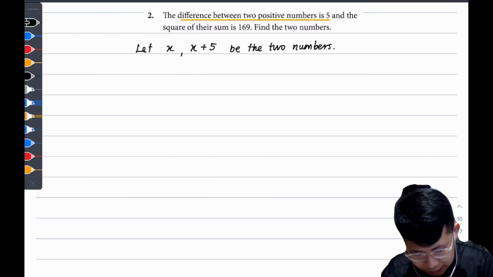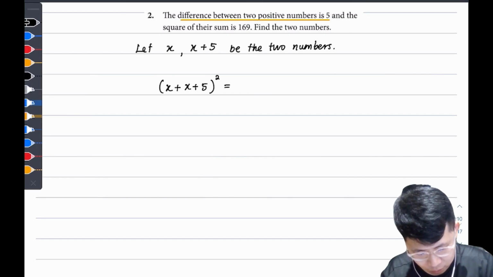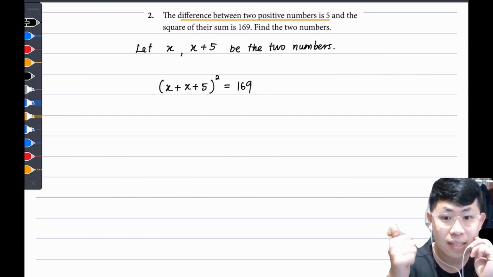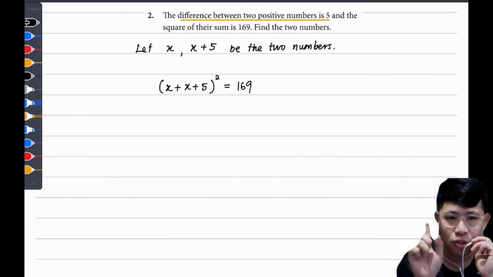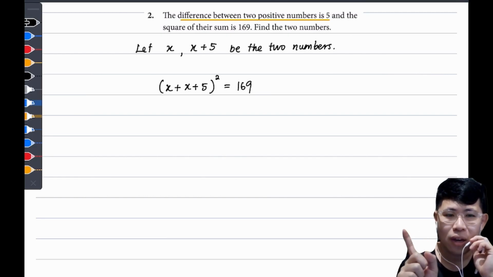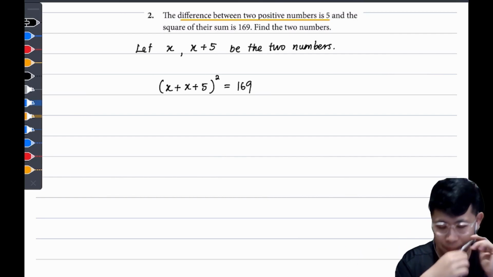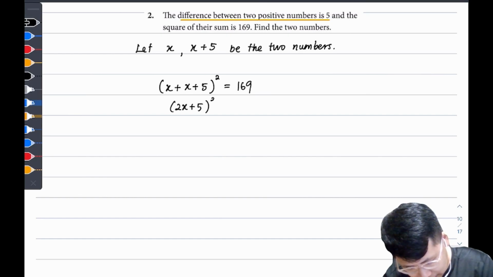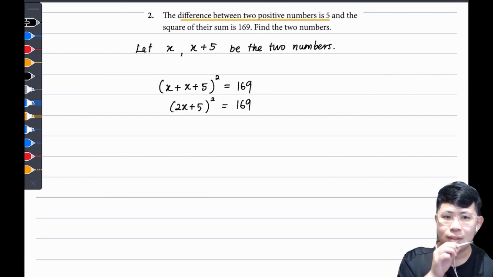So we add them first. Let's sum them up first, and we square them, equals 169. Be careful of the language: the square of their sum and the sum of their squares are different. The sum of their squares was question 1. This one is the square of their sum, so we sum up first and we square it later. So over here we can simplify this like this: 169.